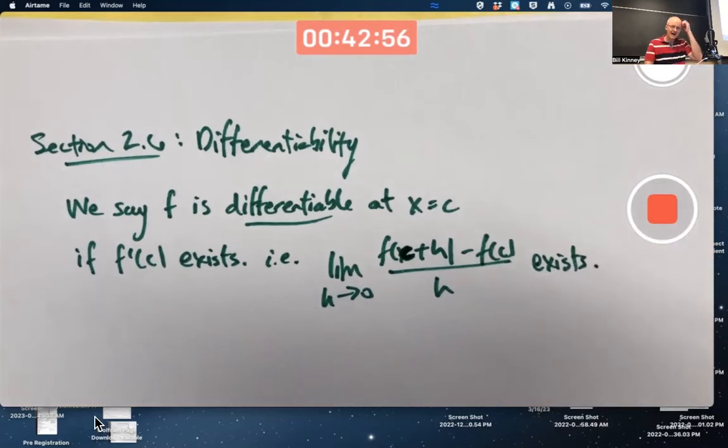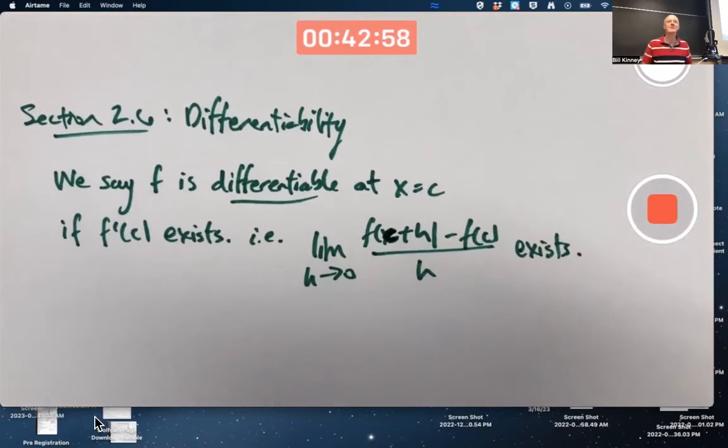In writing this, I am implicitly assuming f is defined on either side of c, so that this really is a two-sided limit. I'm allowing h to approach 0 either from the right or the left, and I get the same limit in either case. That's what differentiability means. The derivative exists.